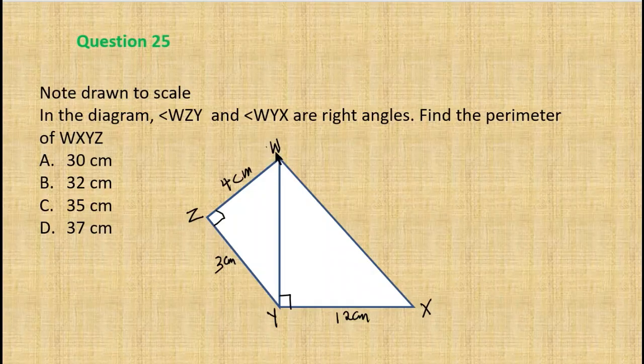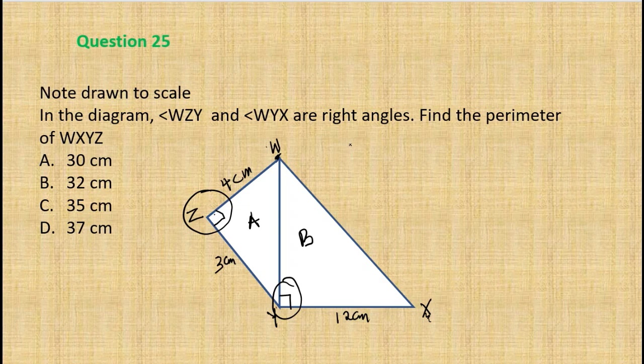The question says that in the diagram, the angle at Z, that's WZY, and the angle at WYX are right angles. That is, this angle here and this angle here are right angles, telling us that these two triangles, let's label them triangle A and triangle B, are right-angled triangles. The question wants us to find the perimeter of WXYZ.